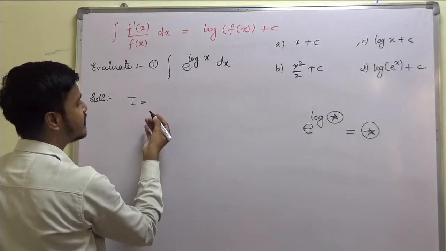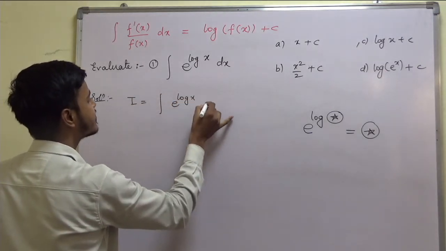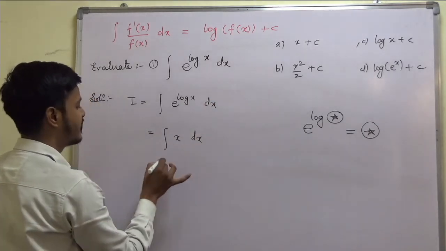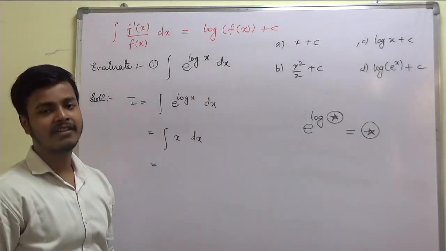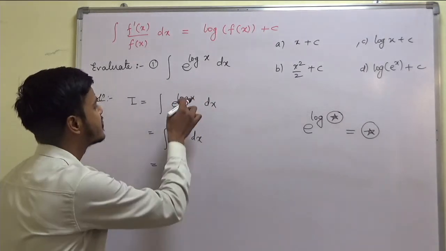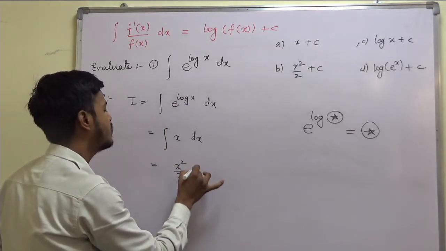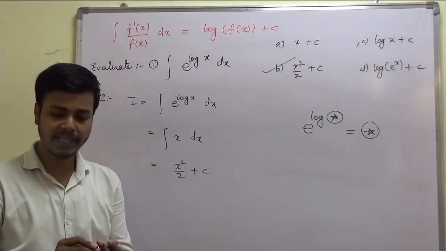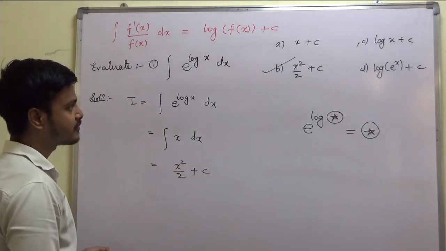I is equal to the integration of e to the power log x dx, which is nothing but the integration of x dx. So just to make it complicated, such things are given in the competitive examinations. So this gets cancelled. What is the integration of this? X squared by 2 plus c. So what is the correct answer? B.